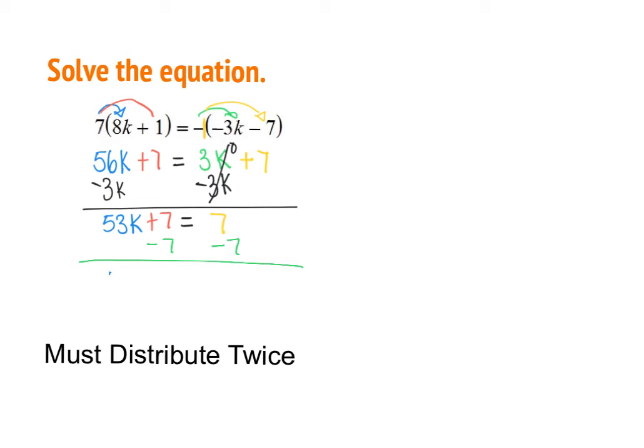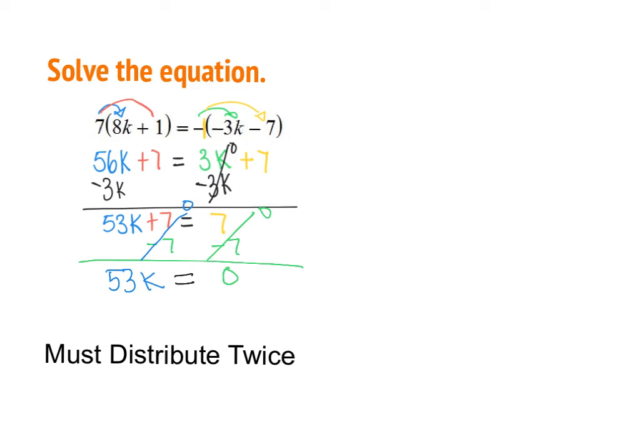I'm going to bring down the 53k. And then positive 7 minus 7 is 0, and I don't need to write the 0 on the left-hand side because I don't need it to hold any places. But now, when I do 7 minus 7 on the right-hand side, that's going to give me 0 as well. It cancels out, but on the right-hand side, I actually need a number to represent what's happening on the right side of the equation, so I'm going to write 0.